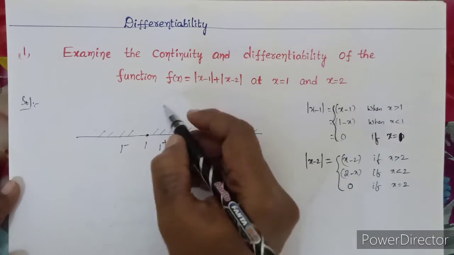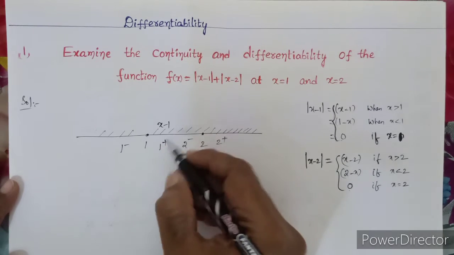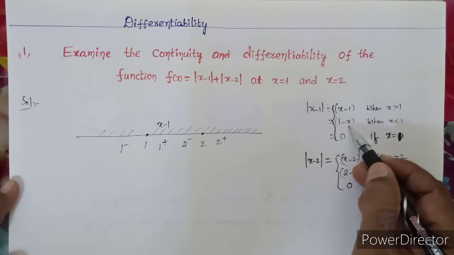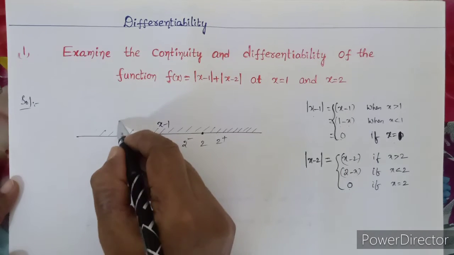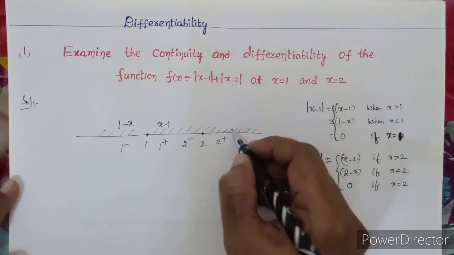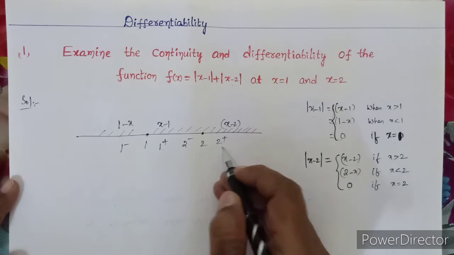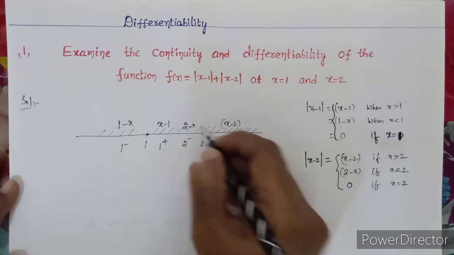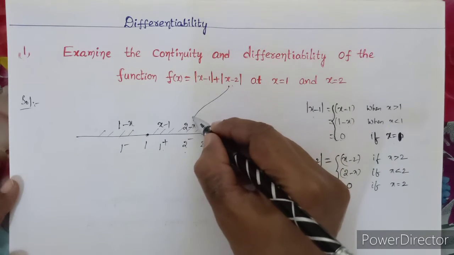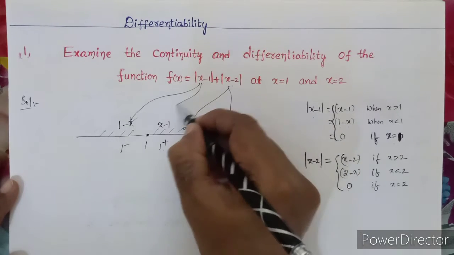We split mod x minus 1 as x minus 1 when x is greater than 1, and mod of x minus 1 is equal to 1 minus x when x is less than 1. And also mod of x minus 2 equal to x minus 2 when x is in the positive neighborhood of 2, and 2 minus x when x is in the negative neighborhood of 2. That means this is splitting like this, and this is splitting like this.